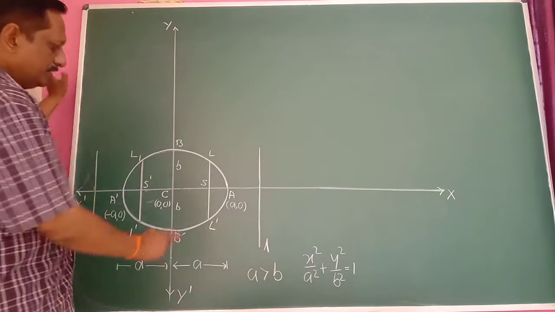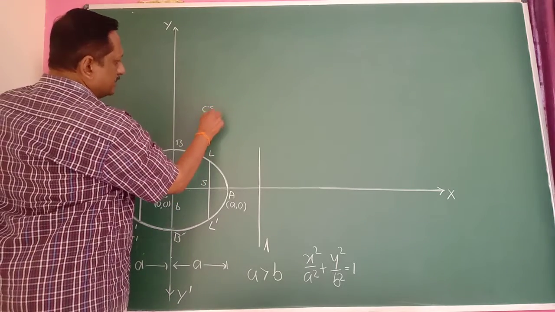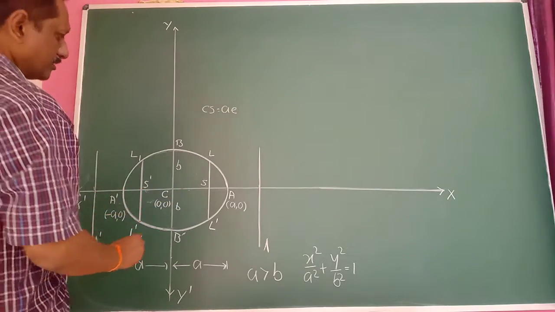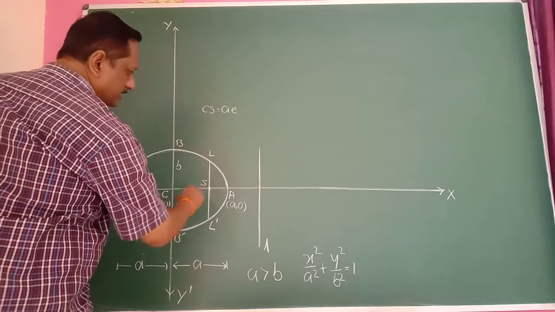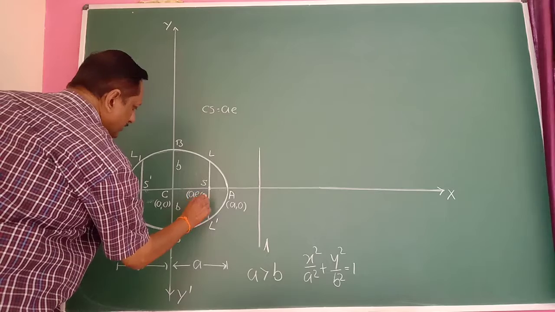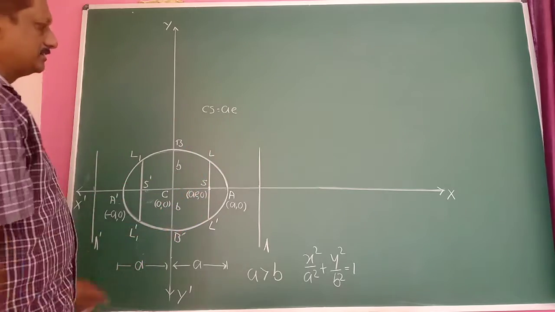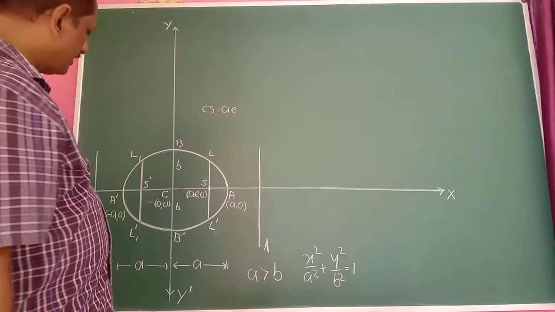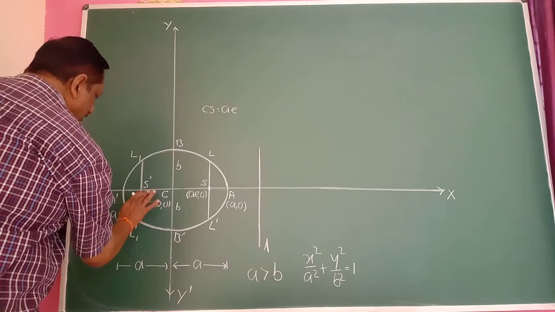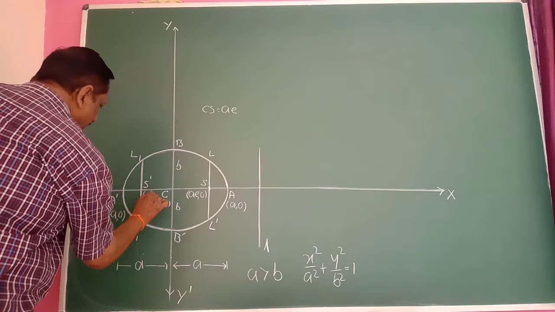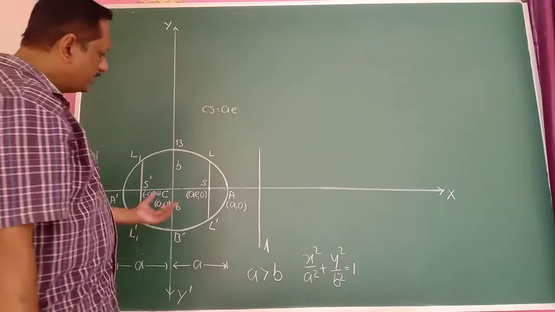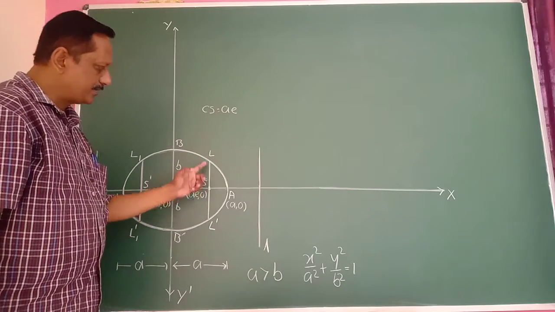You already proved in the theorem that CS is equal to a into e. The point S lies on the x-axis, so its coordinate is (ae, 0). On the x-axis the y coordinate is always 0. Similarly, S dash lies on the left side, so its coordinate is (minus ae, 0), and this is a latus rectum here.